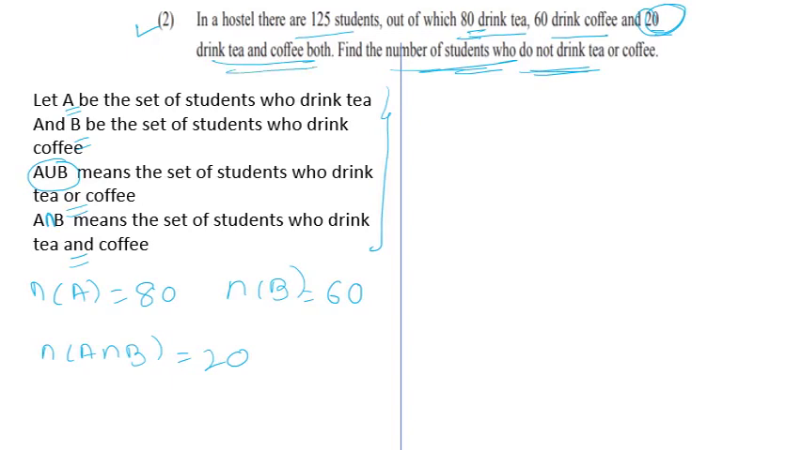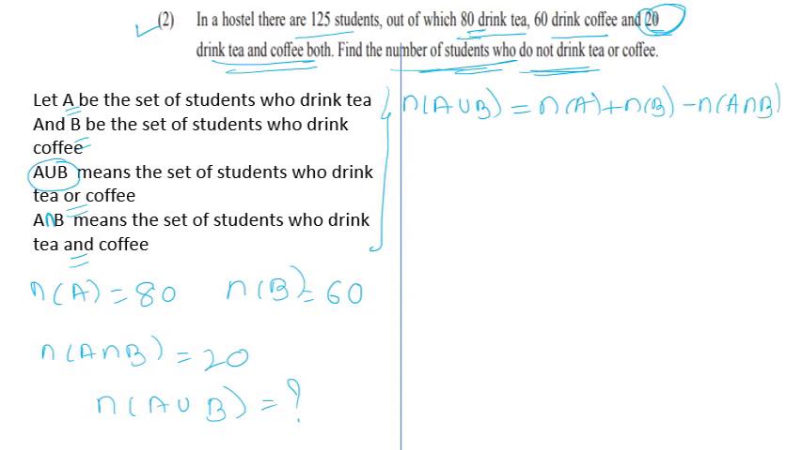Okay. And now, by using formula, we will find A union B. Now see the formula. N of A union B equal to N of A plus N of B minus N of A intersection B. Now substitute value: N of A 80, N of B 60, minus N of A intersection B 20. 80 plus 60, 140, minus 20, 120. Therefore, N of A union B equal to 120.